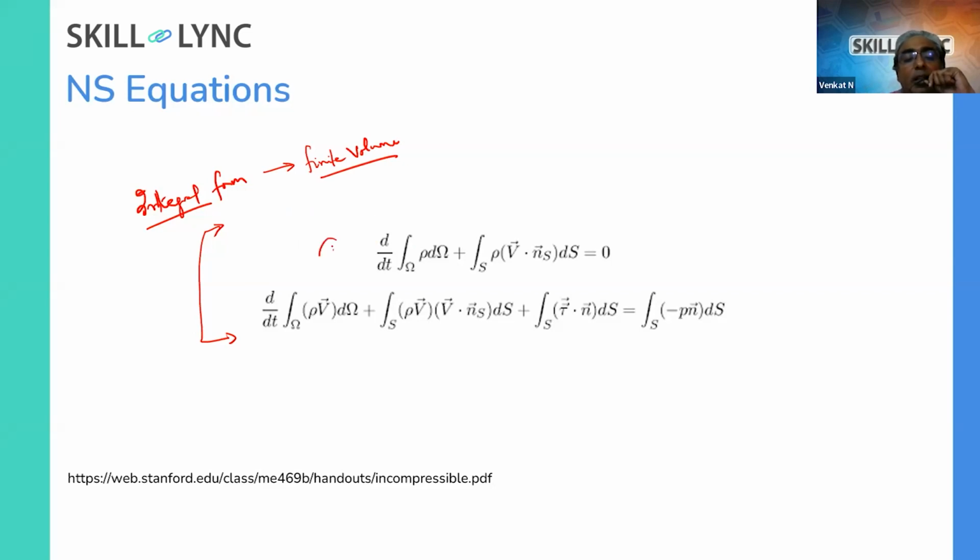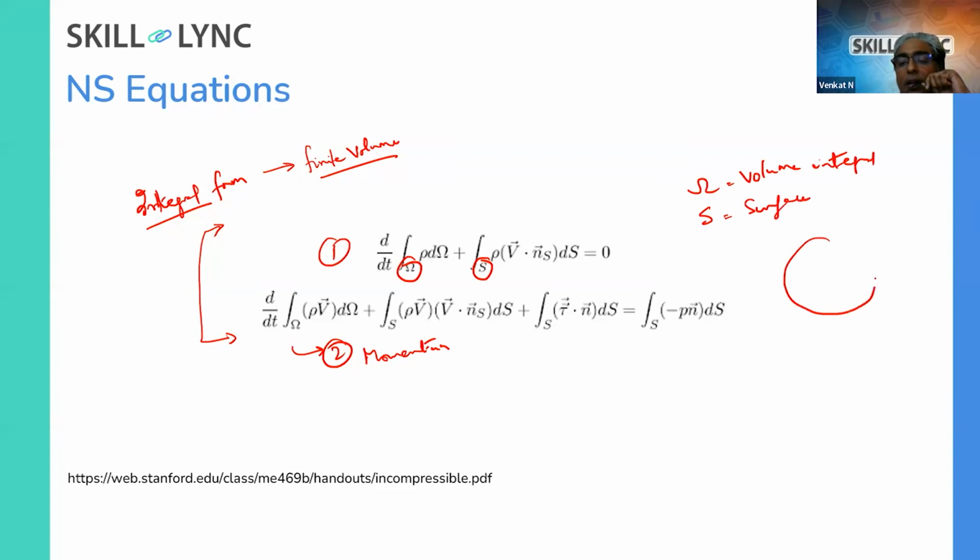So the first one is the continuity equation again. The second one, as most of you guessed, will be the momentum equation. I didn't put the energy equation because it will be another 2 lines long. Not necessarily confuse us. So here also this omega is nothing but your volume integral. S is nothing but the surface integral. Okay. Omega is volume integral and S is your surface.